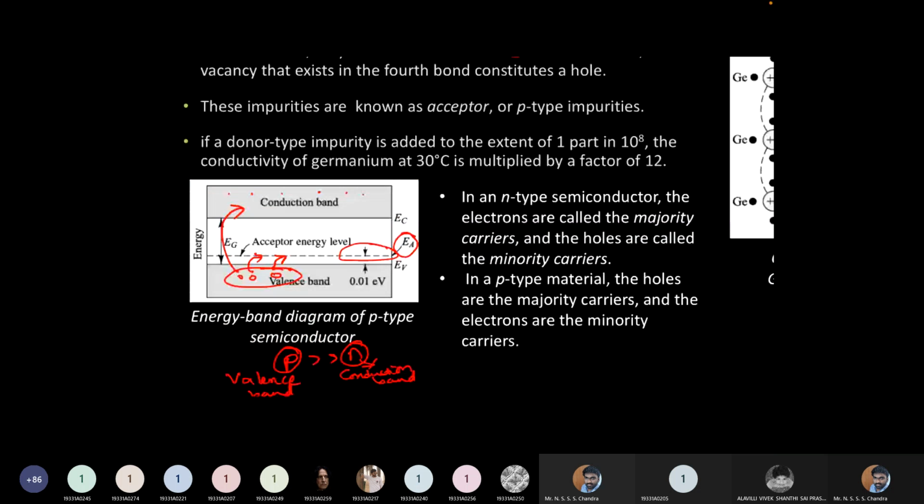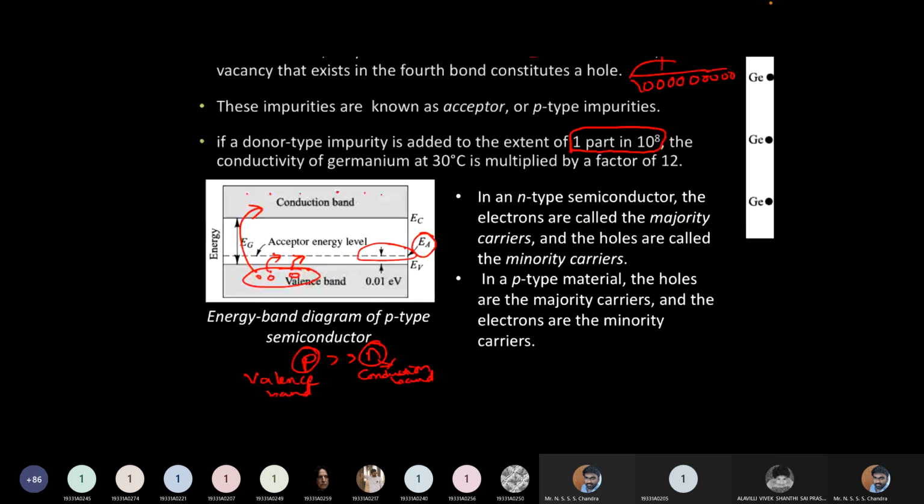The effect of these impurities is such that even if you add one part in 10 power 8 parts, something like 1 followed by 8 zeros, even this small fraction improves the conductivity of the germanium by a factor of 12. So you should understand the effect of these donor or acceptor impurities: adding an impurity increases the conductivity.